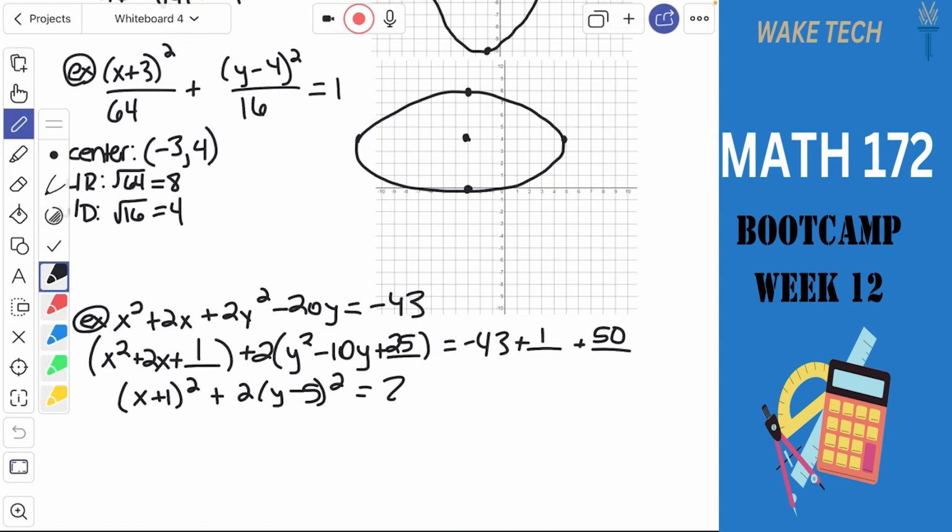In every case, to complete the x and y term, the coefficient for the squared term has to be 1. So whatever the number is in front of the squared terms, you factor it out if it's something other than 1.